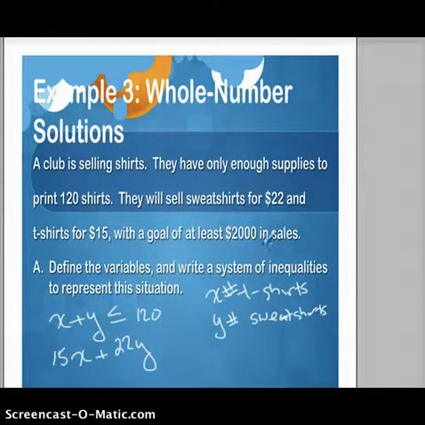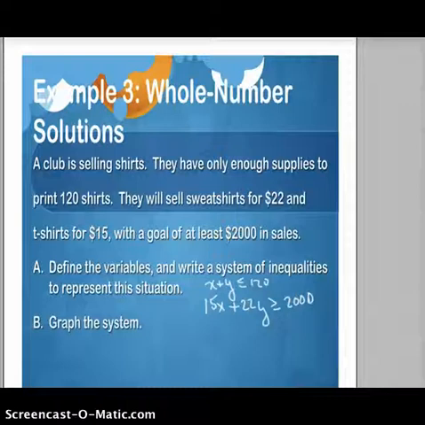And that money, the revenue, the money that I'm bringing in, must reach a goal of at least $2,000. Do I want more than $2,000? Cool. Do I want less than $2,000? Absolutely not. So this must be greater than or equal to $2,000 to deal with the fact that that is the least amount that they want. So here are the two inequalities that we've come up with. So with those two inequalities, our next step is to graph the system, which we've done several times.